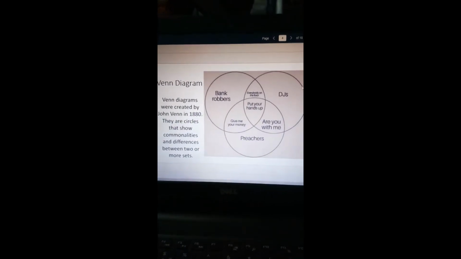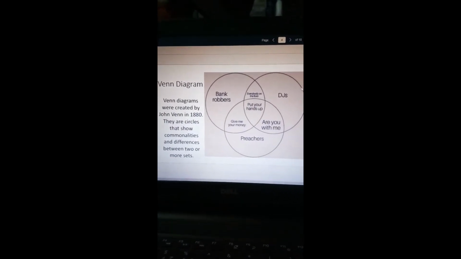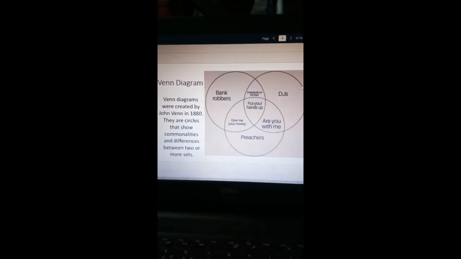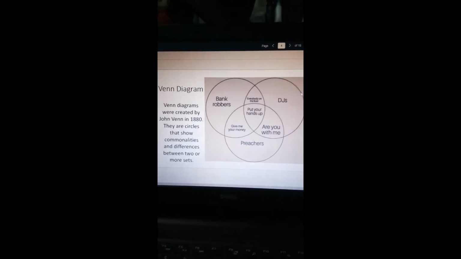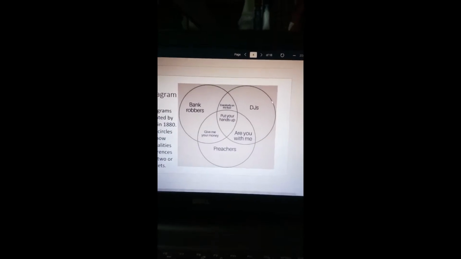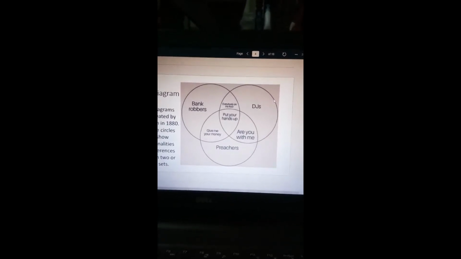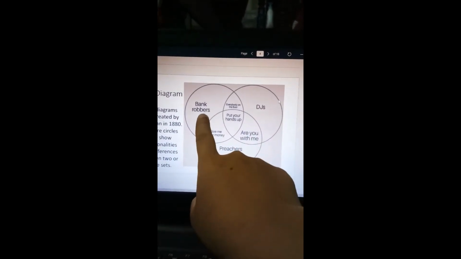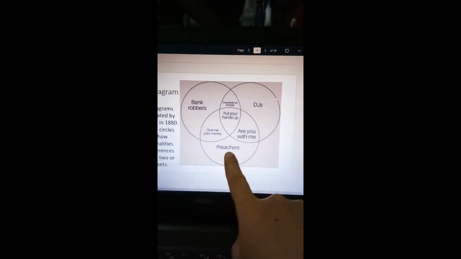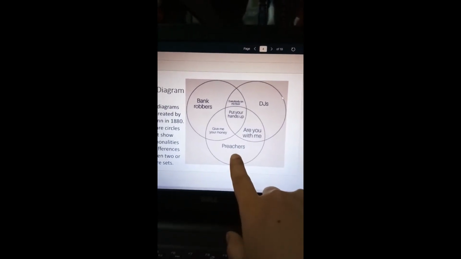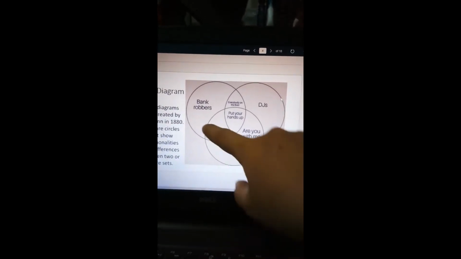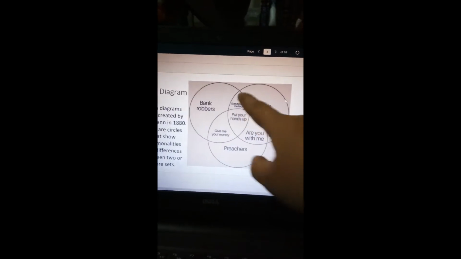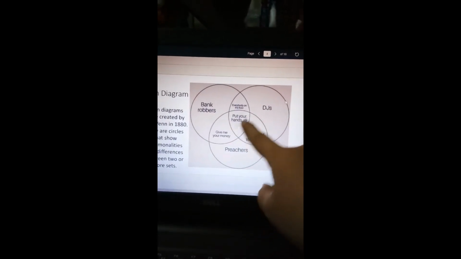Next, Venn diagrams. I know that you are familiar with this. It says there it was created by John Venn in the year 1880. And there are circles to show the commonalities and the differences between the sets. So, in here, how many sets do we have? We have 3 sets: the set of bank robbers, DJs, and then preachers. It says there, a Venn diagram will show you the commonalities. And where is that? It is actually here, which is the intersection of the circles.